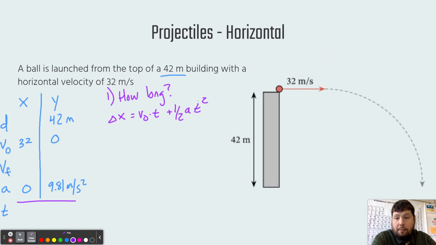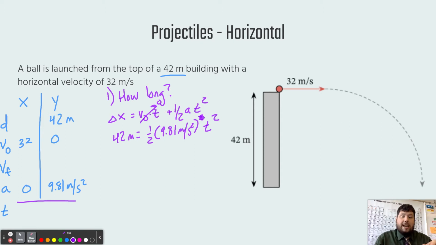So from here, I'm going to plug in my numbers. 42 meters is my change in position, my distance. That equals, here, my initial velocity is 0. So it's all just 1/2 times the acceleration, 9.81 meters per second squared. Oh, no square there. And then times the time, which is t squared here.